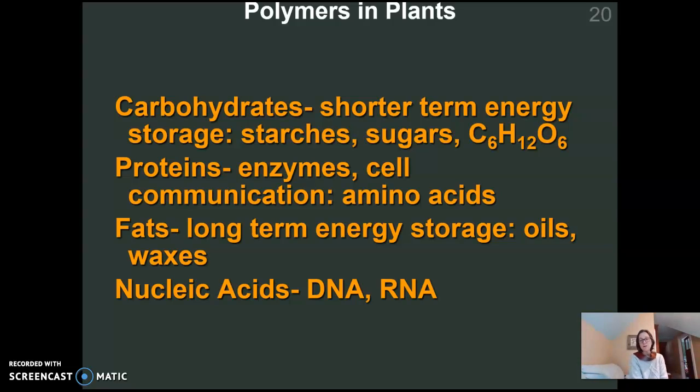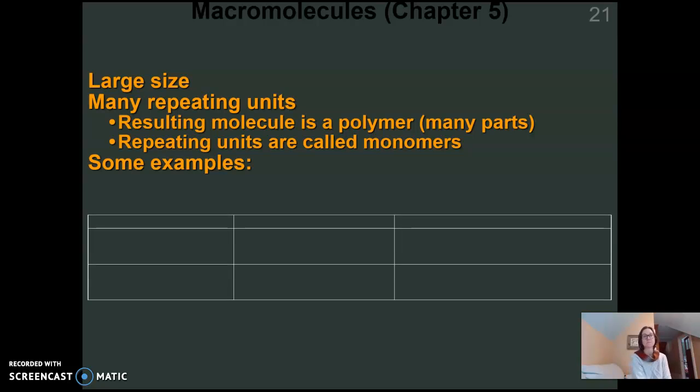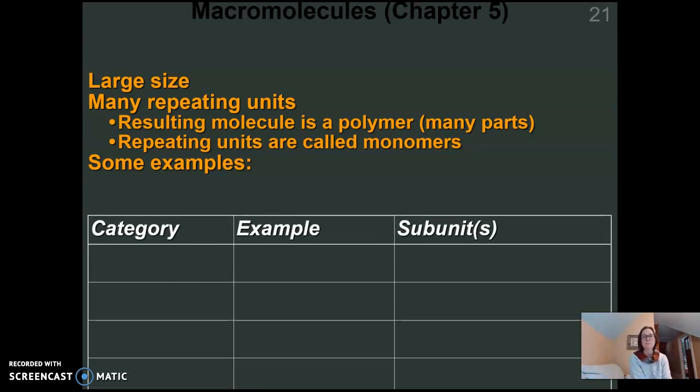Lastly, we have nucleic acids found in plants. These are often found in and near the nucleus of a plant cell, and these are the genetic material, DNA and related RNA. So sometimes we call these polymers or macromolecules. Please ignore that chapter 5 at the top. This is in chapter 2.